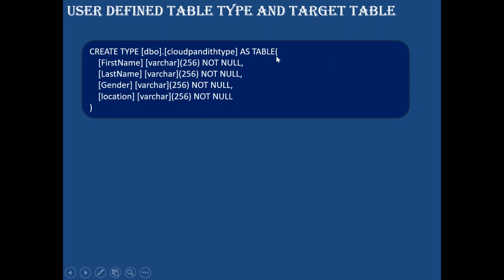The data type is what? Table. So what is the type? Cloud Pandit type. This is the name of the data type, and it is of type table. In this we have first name varchar of 256, last name, gender, location. There are 4 columns which basically match the source data set.